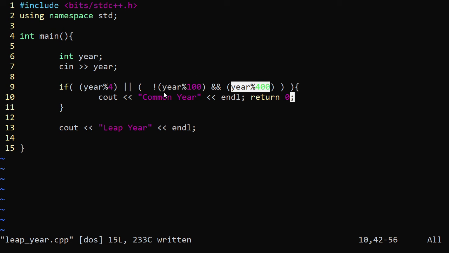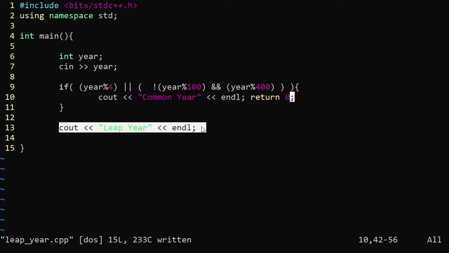So again, the two cases where we have a common year are: if our year is not divisible by 4, or, in the case that our year is divisible by 4, if it is divisible by 100 and not divisible by 400. If that's the case, then we have a common year. Otherwise, we have a leap year. So that's pretty much the solution.